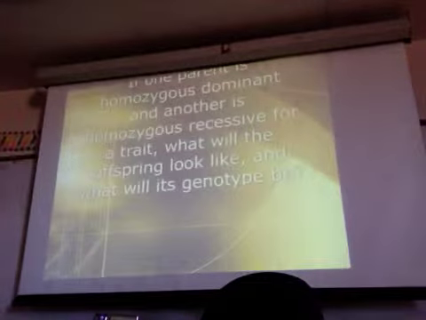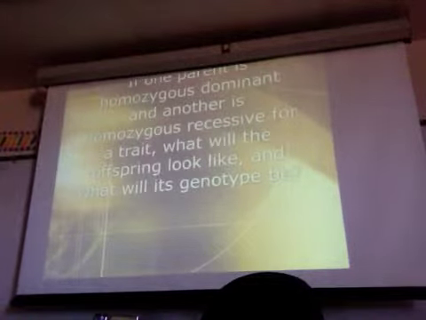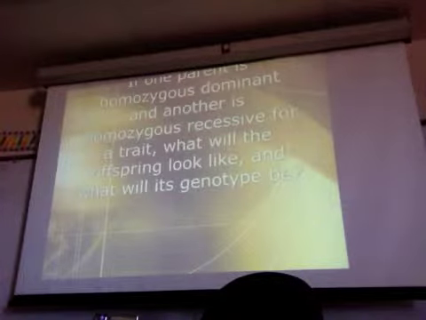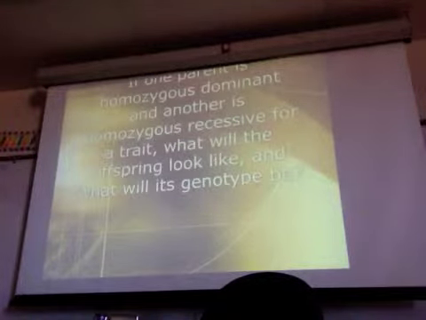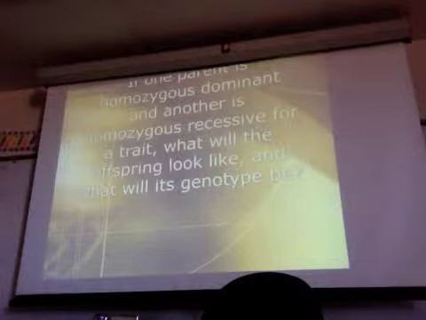All right. If one of the parents is homozygous dominant and the other is homozygous recessive for a trait, so homozygous dominant, homozygous recessive, what will the offspring look like, and what will its genotype be?